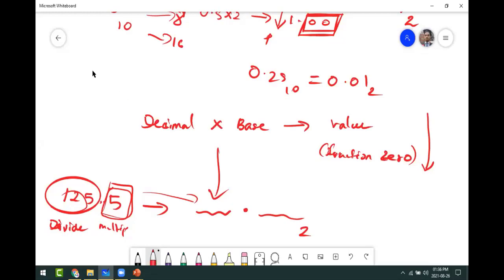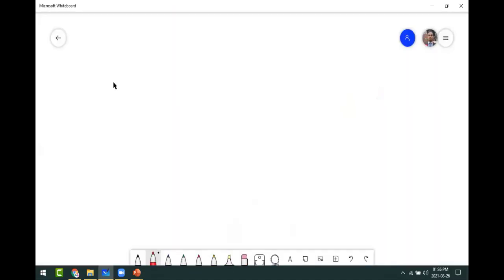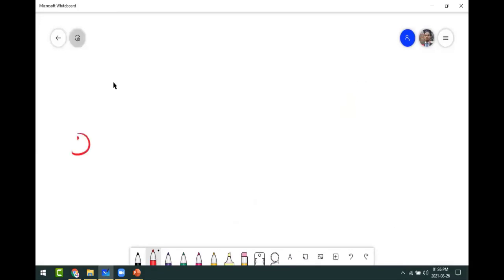So is it clear? Hereafter we are not going to repeat this, right? So you can create a note something like this: binary, octal, hexadecimal, then for integer, what's the method? For fraction, what's the method? Then it is clear, right?